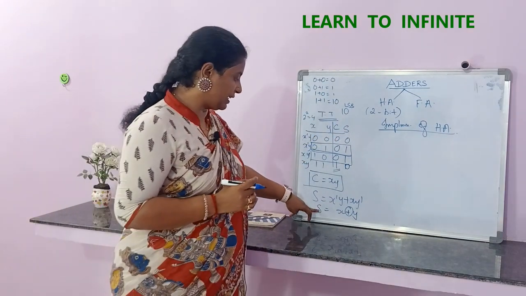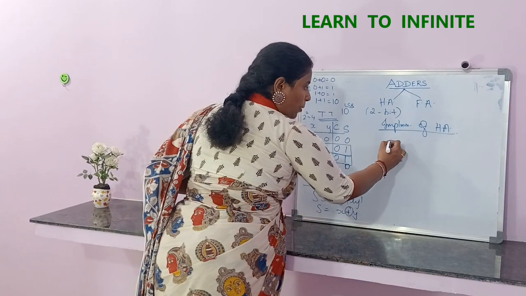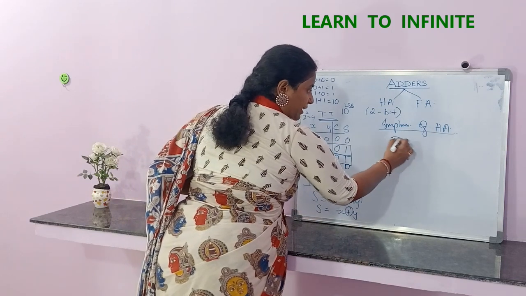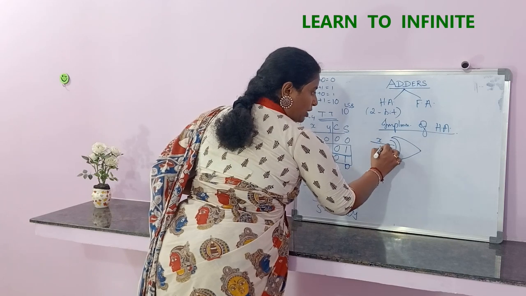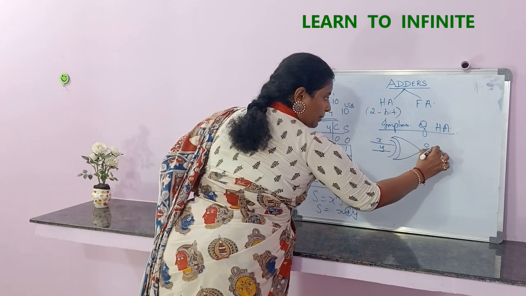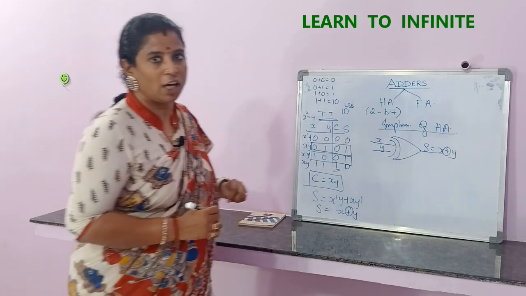So first we will see S is equal to x XOR y. You know about the XOR gate, right? It is a derived gate. This is your x XOR y. So with inputs x and y, what will be your output? This is nothing but S is equal to x XOR y. So we have implemented your sum.